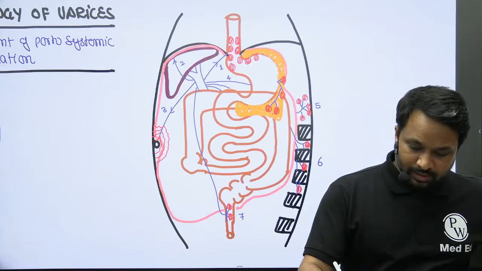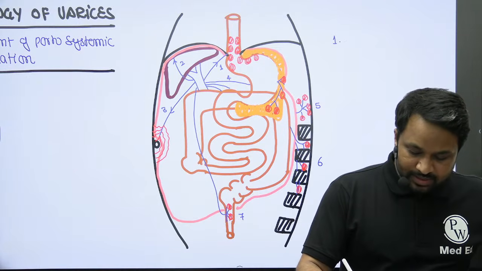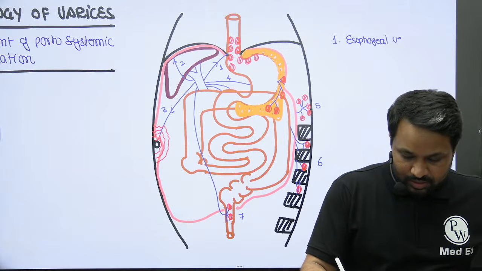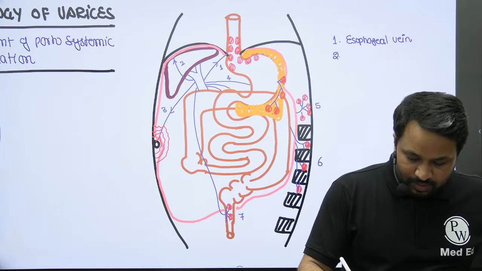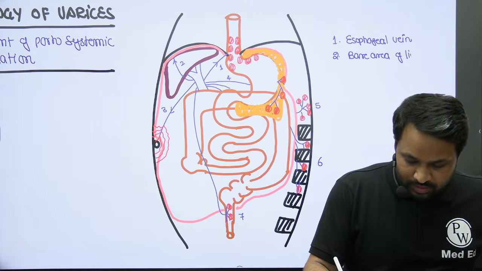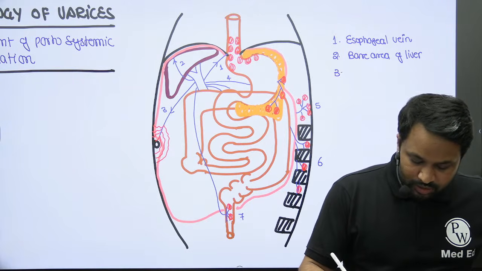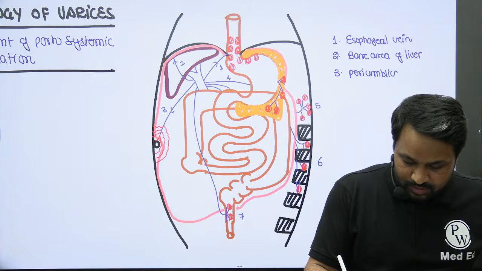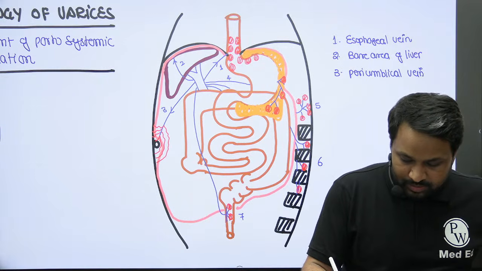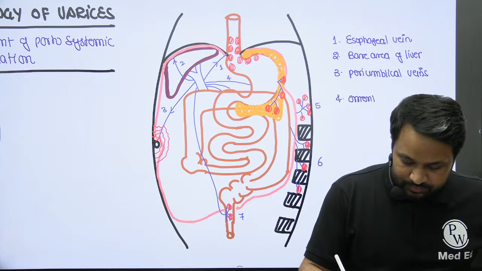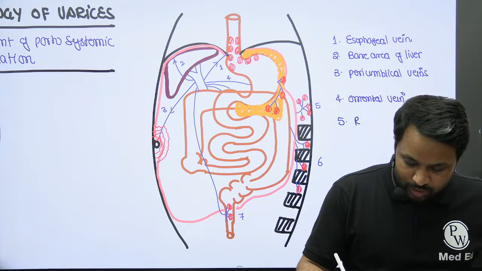I'll just quickly label them also. The first one that we said is going to be your esophageal veins. Second one is going to be in the bare area of the liver. The third one is going to be with the periumbilical veins. The fourth one is going to be with the omental vein. The fifth is going to be retroperitoneal veins.